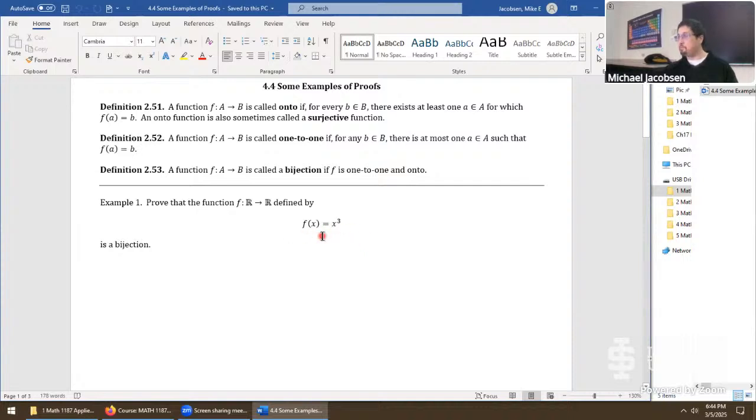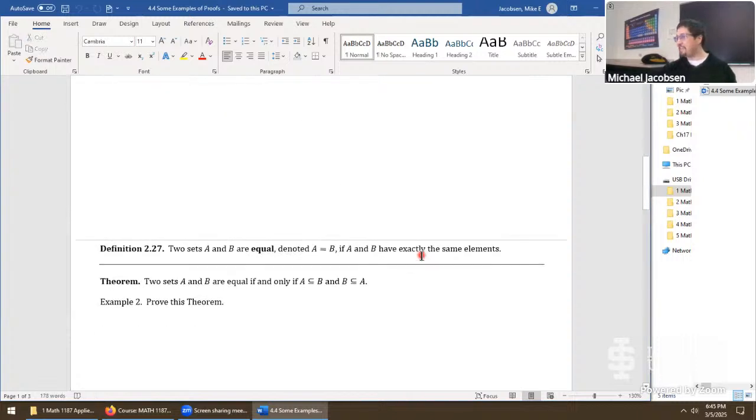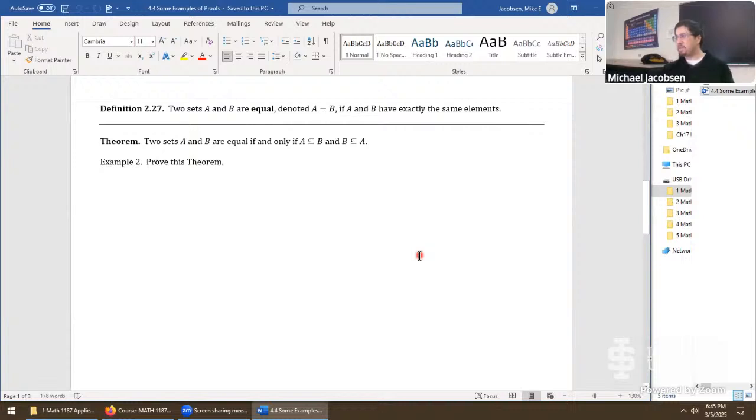This one's kind of a warm-up problem, but it is interesting. We talked about bijections. Now this is our opportunity to say something is a bijection by really proving it. So it's a short set of notes, but the next problem might be a little bit more difficult. This will be now a look into set theory a little bit closer. We have the core definition 2.27 in chapter 2 saying sets are equal, denoted A equals B, if A and B have exactly the same elements.